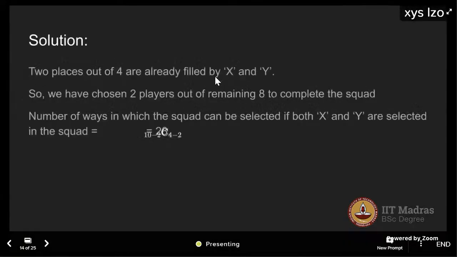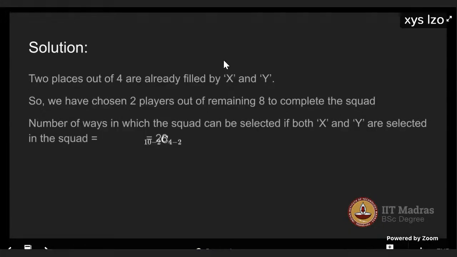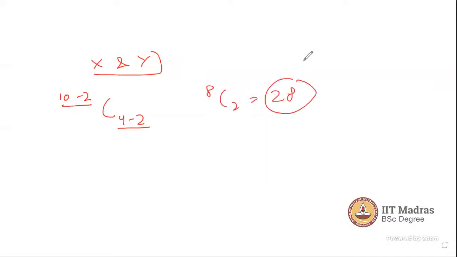It's not clear, something is superimposed there. It's written as X and Y are already selected, right? 10 minus 2, it's 8C2. Your remaining options are 10 minus 2, and you have to select 4 minus 2, because 2 are already selected. So 8C2, which is 28.